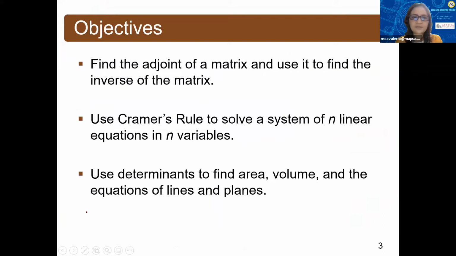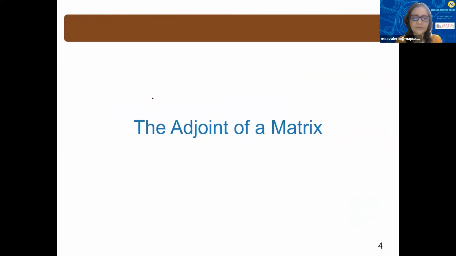So the lesson objectives are, at the end of the lesson, you should be able to find the adjoint of a matrix and use it to find the inverse of the matrix. Also use Cramer's rule to solve a system of n linear equations in n variables, and use determinants to find the area, volume, and equation of lines and planes.